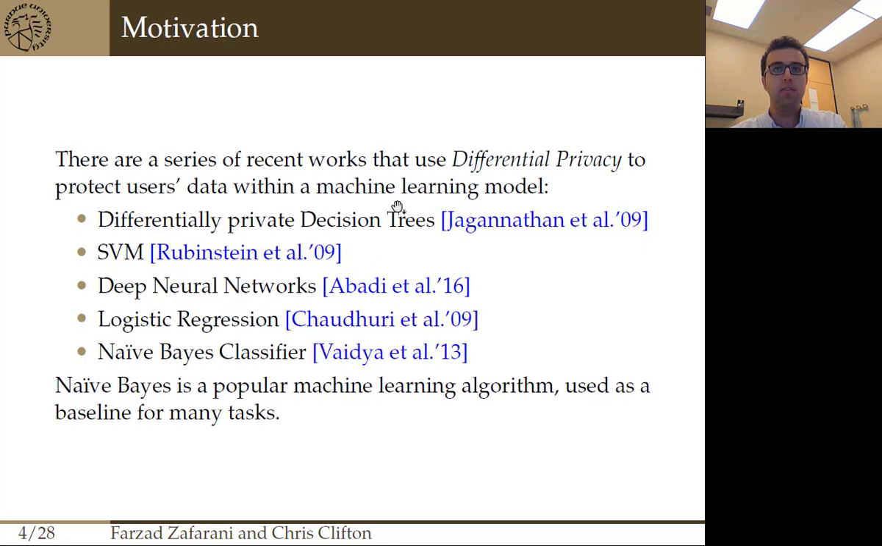So there are a series of recent works that use differential privacy to protect users' data within a machine learning model. Some examples are differentially private decision trees, SVM, deep neural networks, logistic regression, and naive Bayes classifier. And naive Bayes classifier is a popular machine learning algorithm used as a baseline for many tasks.